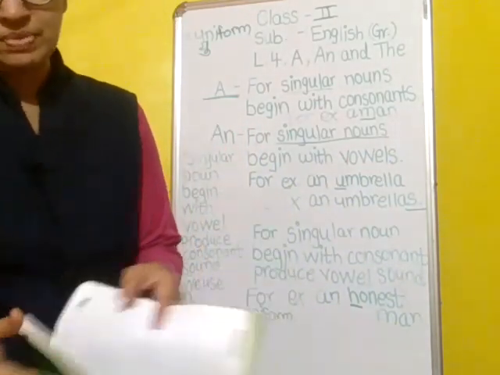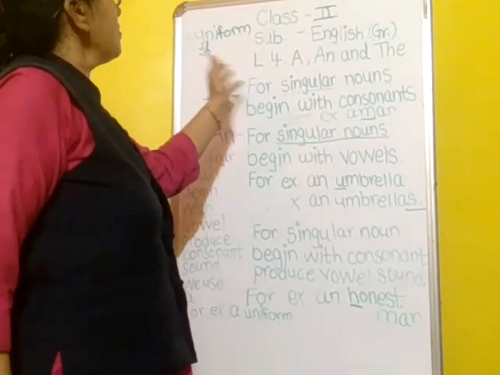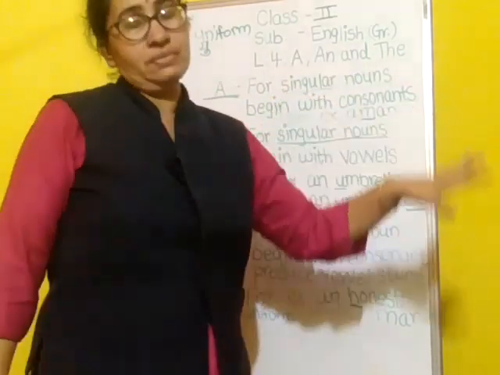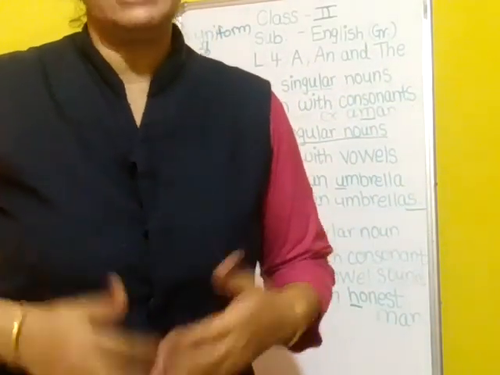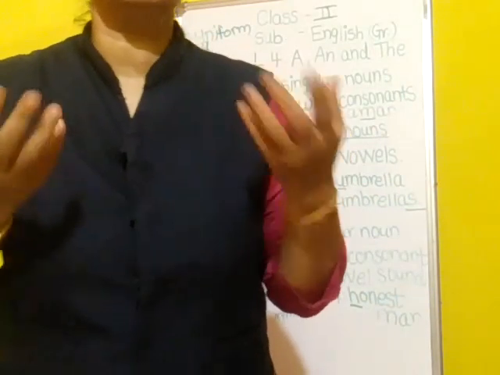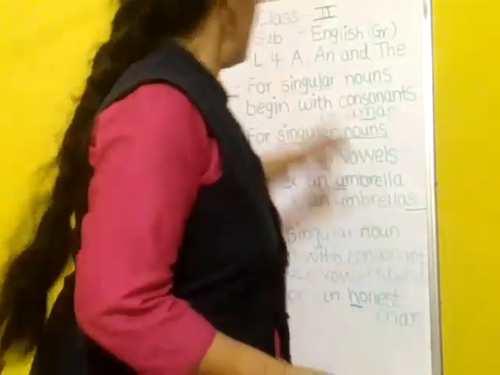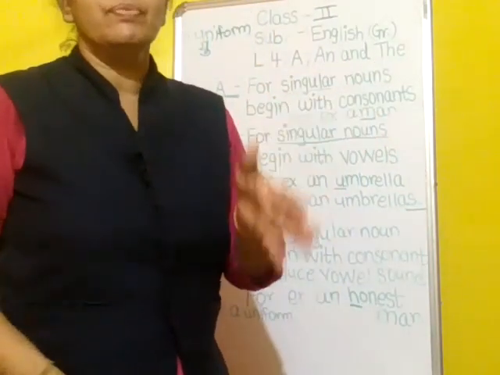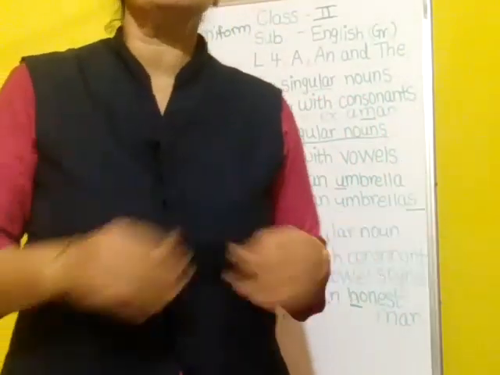Now today we are going to learn a new topic, that is lesson number 4. That is a, an, and the. So children, what are these words a, an, and the? क्या होता है ये, and why we are using them in our sentence or in our text? Actually, a, an, and the are articles. What we call them? Articles. And without this article, we can't write any text, any sentence.